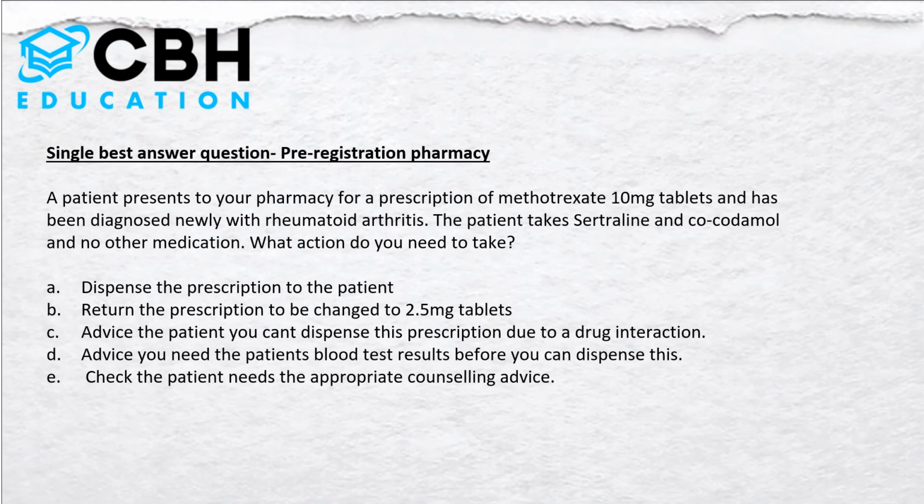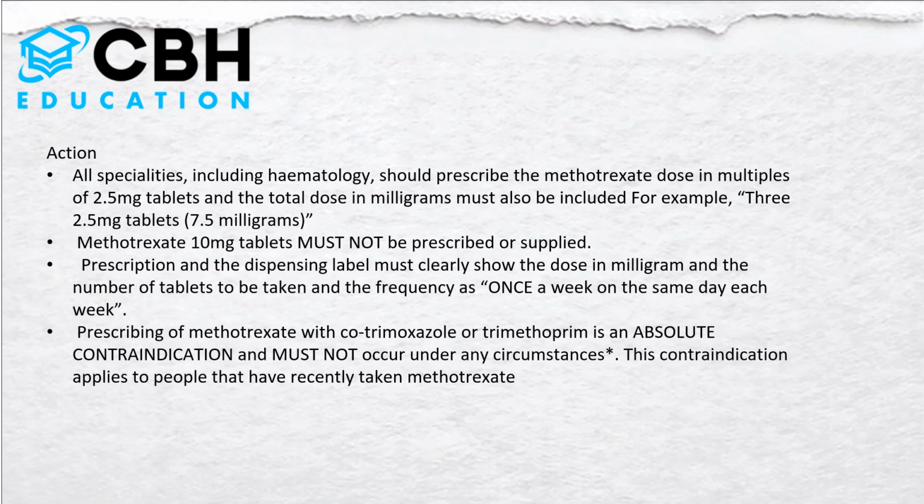Next slide we're going to show you is the NPSA advice you've got here. So all specialities, including hematology, should prescribe methotrexate dose in multiples of 2.5 milligram tablets, and total dose in milligrams must be included. Okay, as explained before, methotrexate must not be prescribed or supplied incorrectly. So for certain conditions, you do have that methotrexate 10 milligram tablet there, but from your exam perspective and looking at your OSCE perspective, 2.5 milligram once weekly.